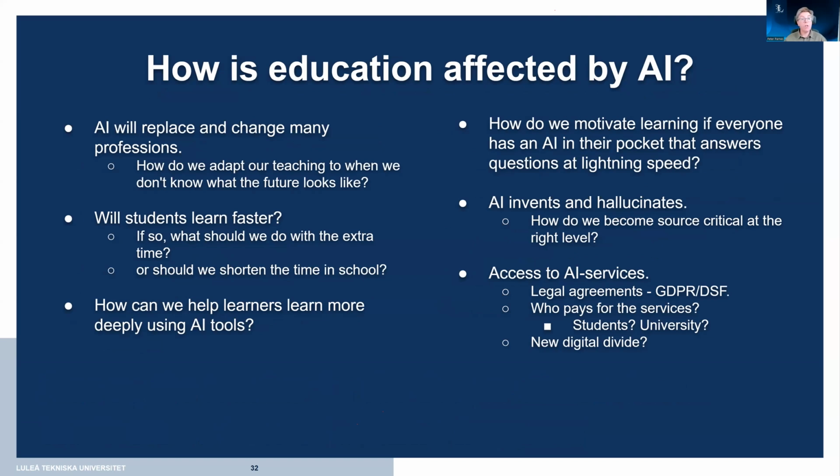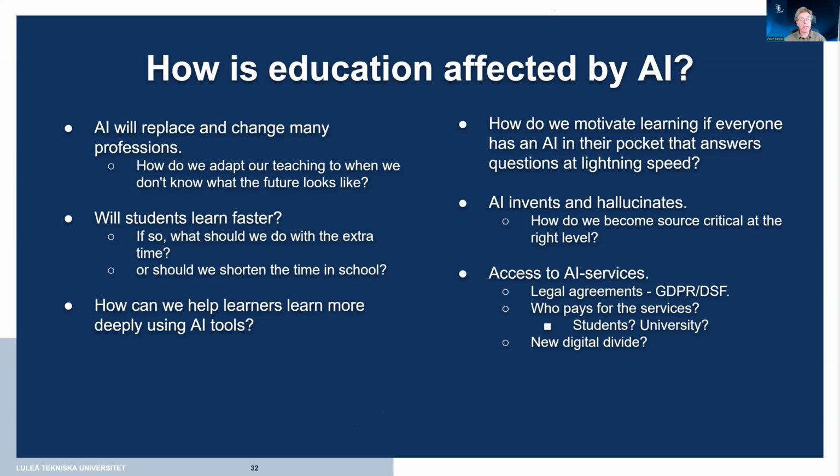Well, AI will replace many professions. I myself teach on civilingenjör, and that is a work market preparatory education where we should prepare our students for a future work market. But how should we prepare them when we don't even know what the work market will look like in 5 years or 10 years? In some areas, it will have changed a lot.